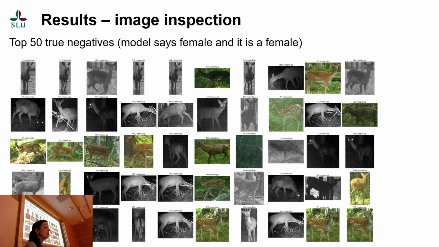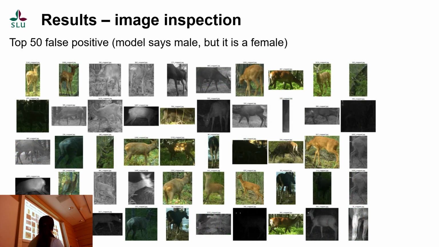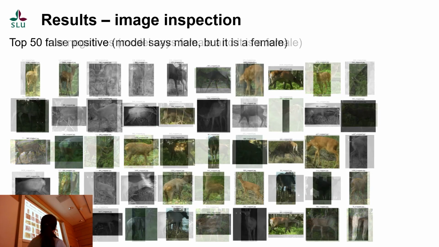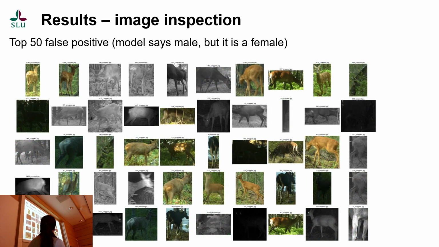So if we have a look at the top 50 true negatives, which means the females that are correctly predicted as females, compared to those that are actually females but wrongly predicted by the model, I don't really see a pattern in what's happening here. But what we see is that there are some of these, as I call them, edge images, where we only see, for instance, only a leg of a deer. Here also we see only some kind of body parts.